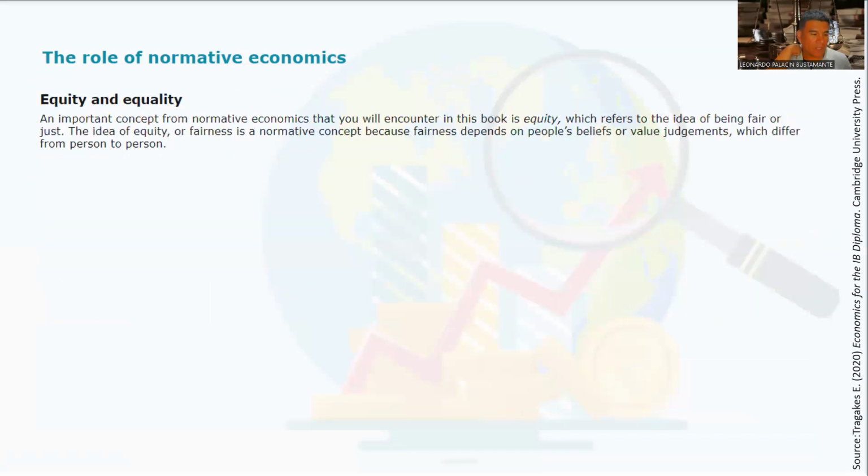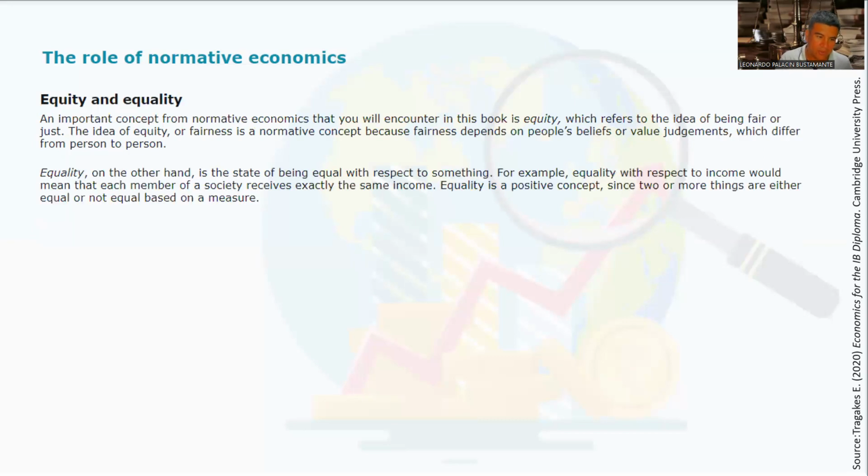Now, another important aspect is equity and equality. So, an important concept from normative economics that you will encounter in this book is equity. Equity refers to the idea of being fair and just. The idea of equity or fairness is a normative concept because fairness depends on people's beliefs or value judgments, which differ from person to person.